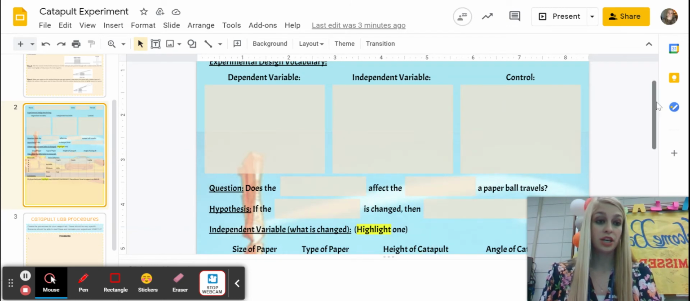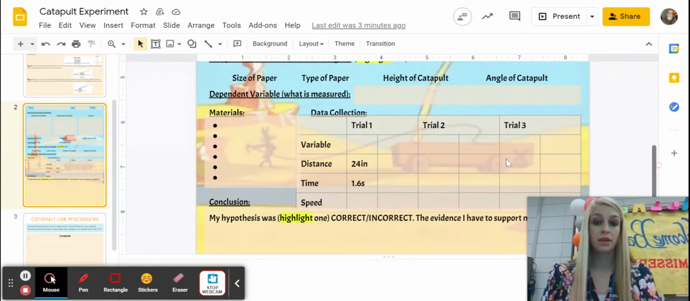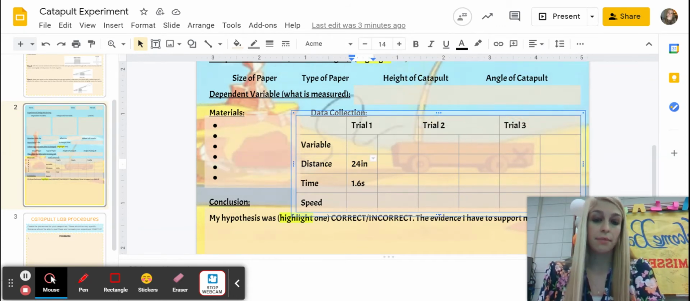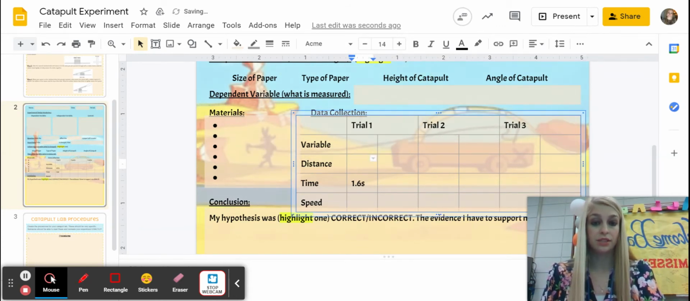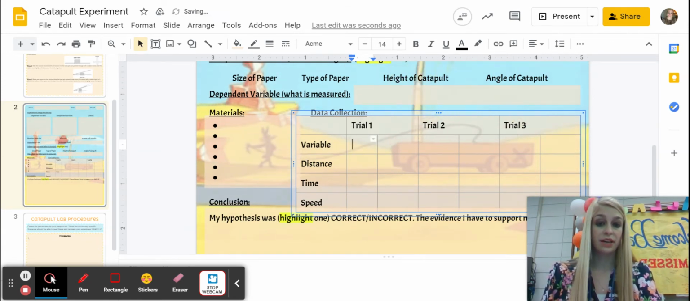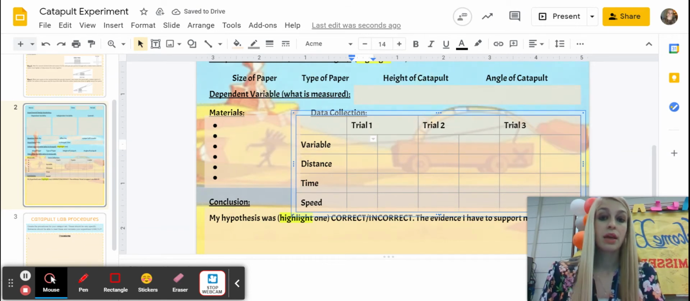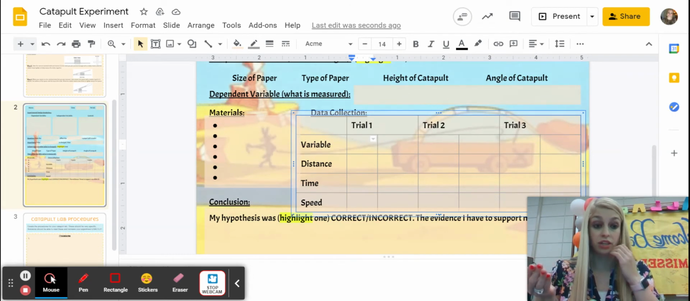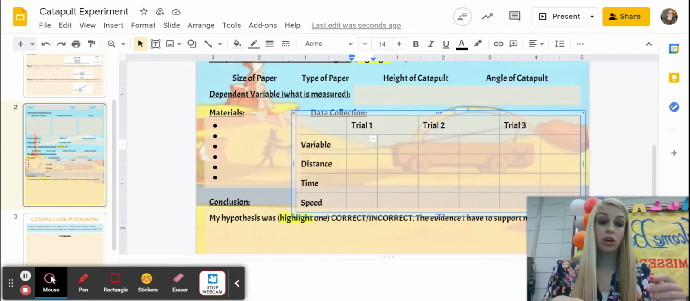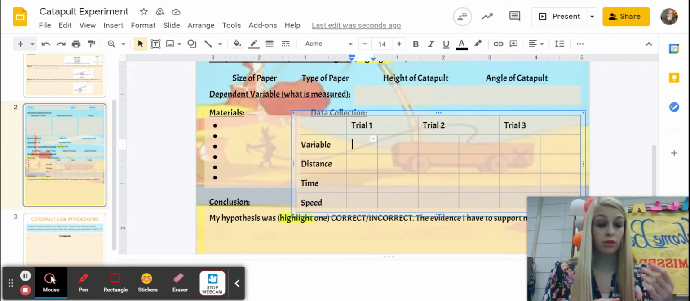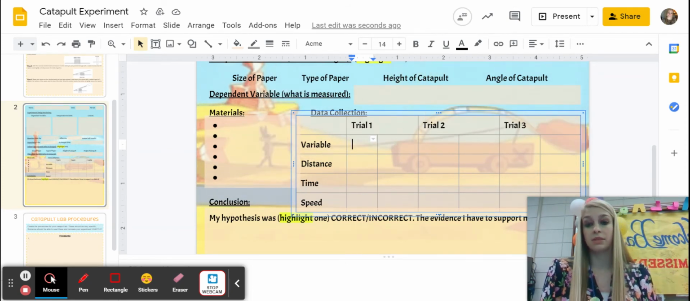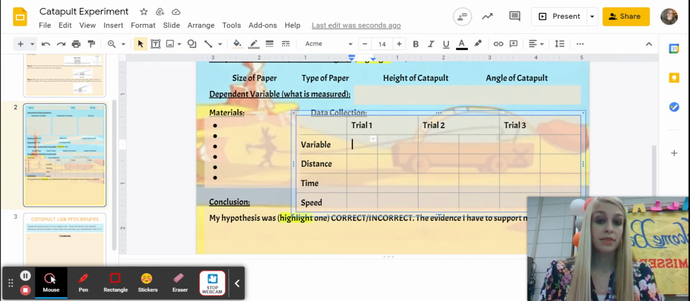So you type your procedure, and that is when you will finally need the data table. So you will be doing your lab, and you will type your data in the table as you do the lab. Remember, the first row here that says variable is where you're going to type the independent variable, so what you are changing, the two different versions. So if you have small paper, large paper, small angle, large angle, 6 popsicle sticks height, 3 popsicle stick height, you type it in there.